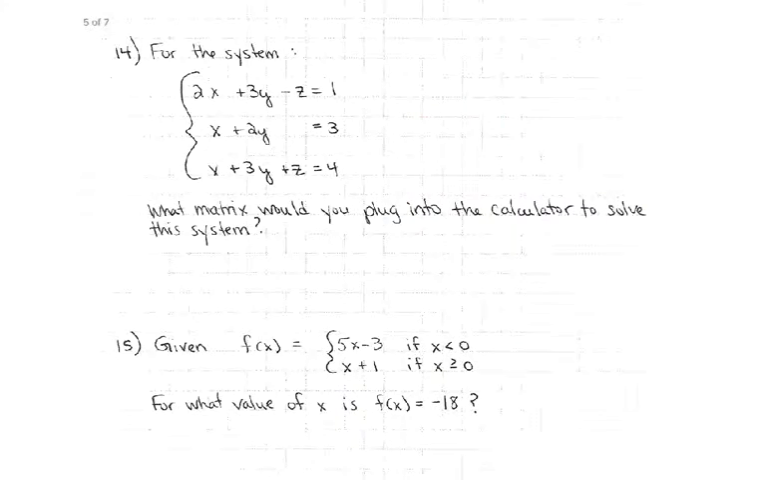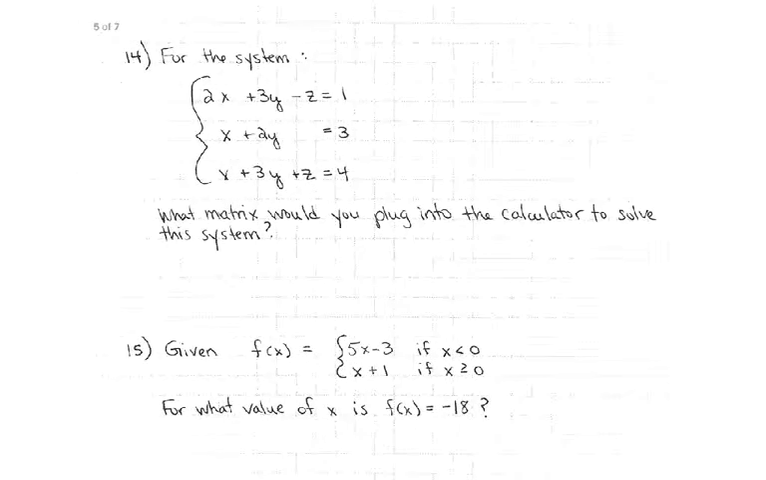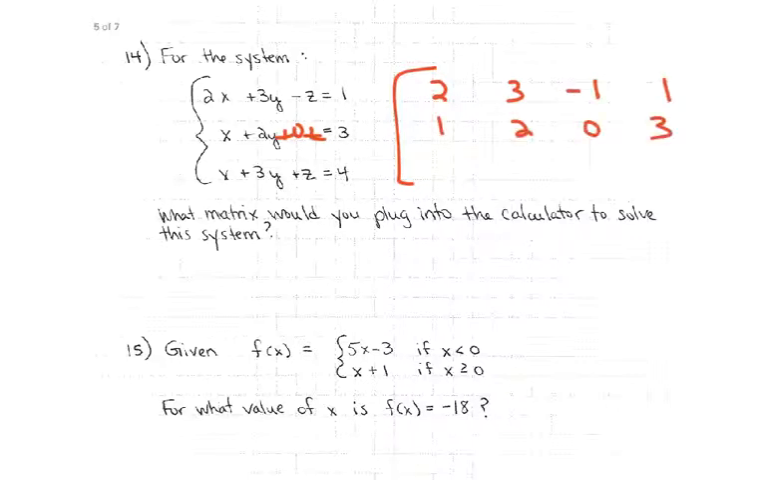Number 14, what matrix would you plug into the calculator to solve this system? Always look out for missing terms. If you have any missing terms in an equation, you're going to put a 0 in its place as a placeholder. Your equations have to be written in x + y + z = constant format. I want you to notice the second equation is missing a z, so there's going to be a 0 z there. So my matrix is going to be 2, 3, -1, 1, 1, 2, 0, 3, 1, 3, 1, 4.